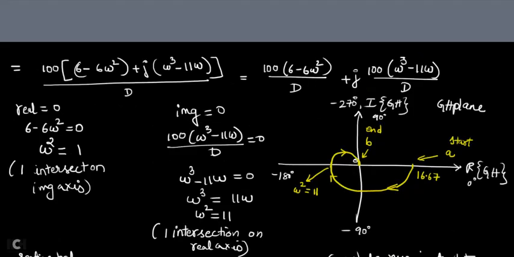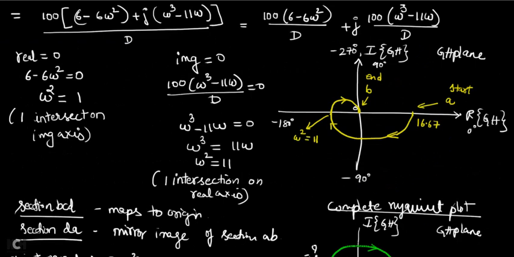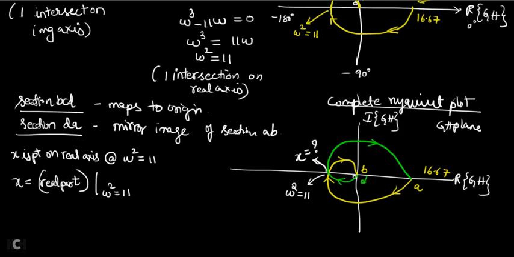Now what is the real part? Where is the real part? See, this is my real part. Here. This is my real part. So for this real part, you put omega square is equal to 11. I'm going to take it here.